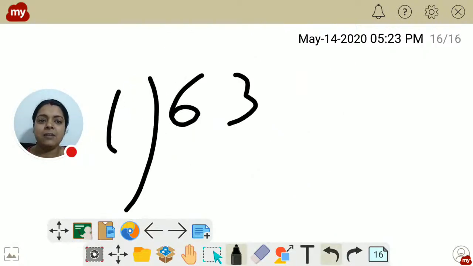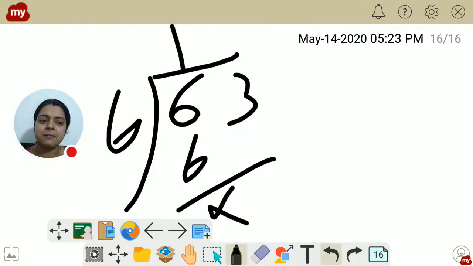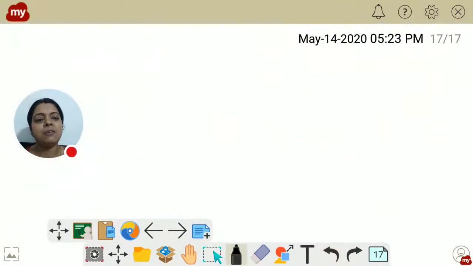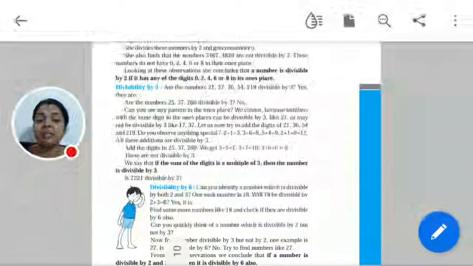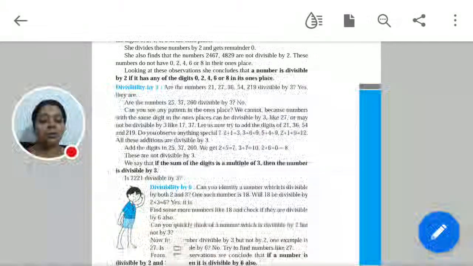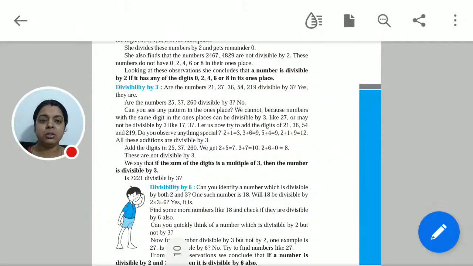Let's see 63 divided by 6. 6 ones are 6, here comes 3, and you see there is a remainder left. It is not divisible. So here we went through the rules. It must be divisible by 2 and 3 both; remember, only then it is divisible by 6. If it is divisible by only one of them, then we cannot say it is divisible. It is never divisible in that case.